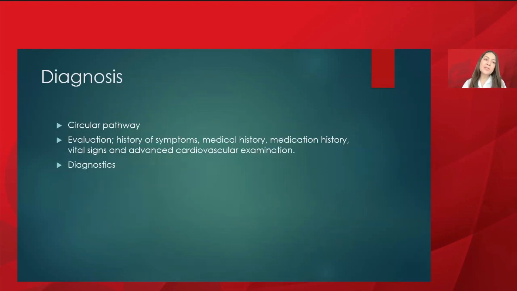Diagnosis, the way we diagnose is a circular pathway. We diagnose, we manage, and then we follow up. And each time we do pretty much the same process. So we begin evaluation by history of symptoms. We go back even to childhood, and that can often give us red flags that this has been there for a while. A good medical history to rule out other conditions, a medication history, vital signs, and then advanced cardiovascular examination. An advanced cardiovascular examination can be very helpful because you can hear a murmur sometimes.